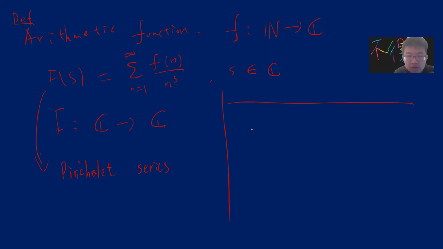Okay, so that's the trivial example: you just take f of n to be 1 for all n, then you get F of s to be this sum. So this is the famous zeta function.